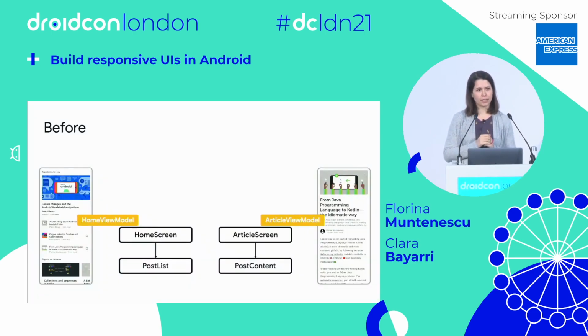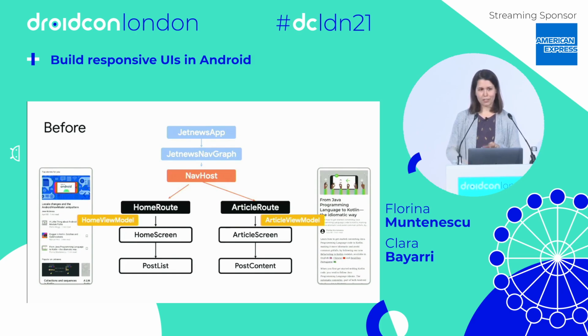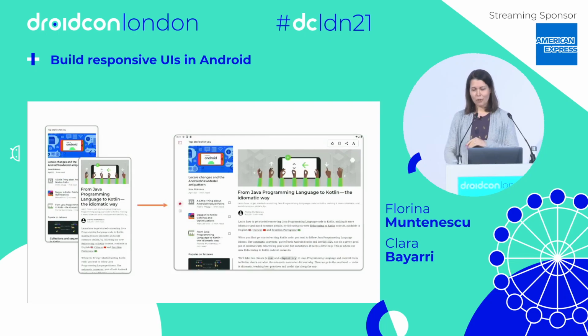JetNews was originally built with home screen and article screen having their own view model each. And it's interesting because navigation and view model integration requires that every single destination in a navigation route must have only one view model. That was fine because we were showing these two screens in two different positions within the navigation graph. But now we want to take these two screens and show them at the same time, right? So we suddenly have a conflict.